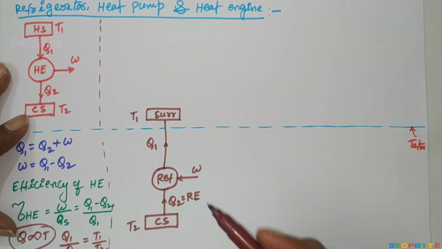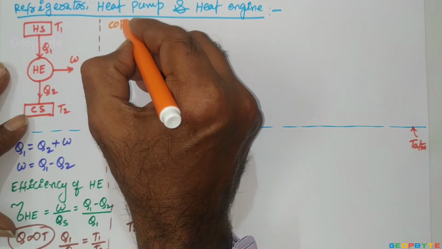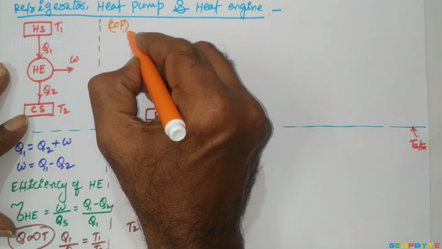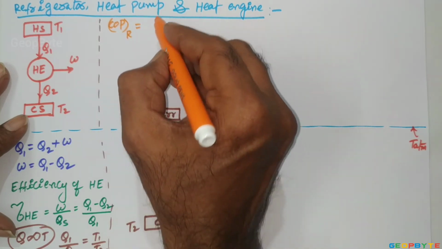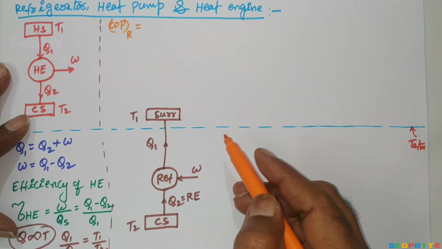Then the performance of the refrigerator is measured in terms of a coefficient called coefficient of performance. COP of refrigerator equals cooling effect divided by the energy input to the refrigerator.